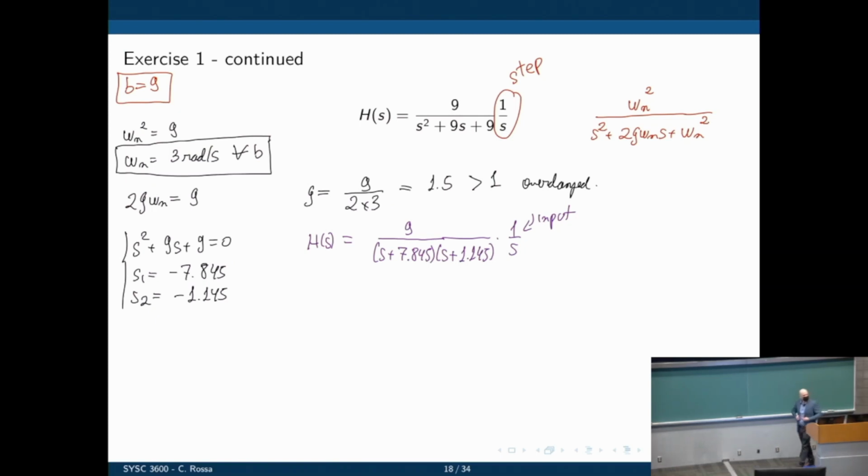And what do we do now? Partial fractions. These partial fractions can take the form of A over s plus 7, plus B over s plus 1, plus C over s. I'm going to skip the partial fraction because it's not the focus of today's lecture. I'm just going to give the result here. It's going to be 1 over s minus 1.117 divided by s plus 1.145, minus 0.171 divided by s plus 7.845.